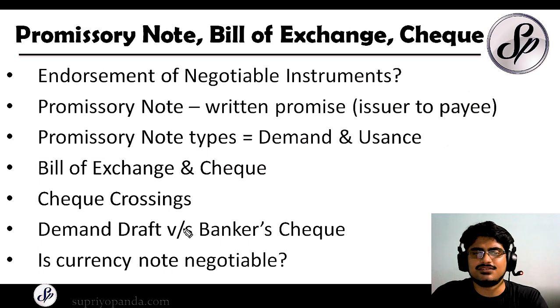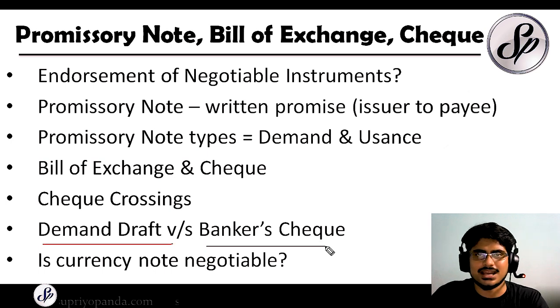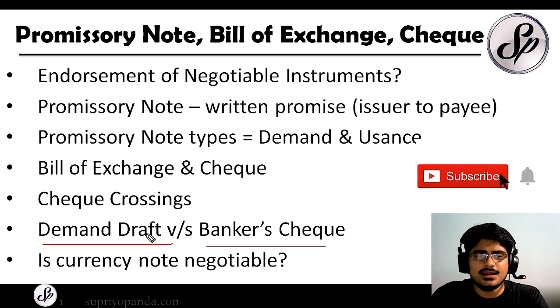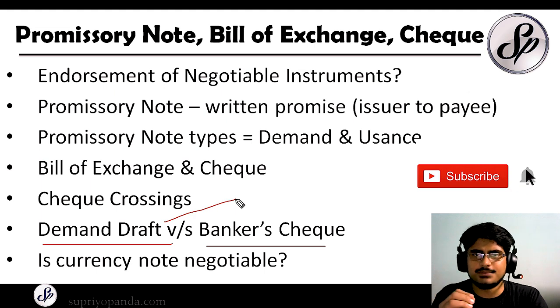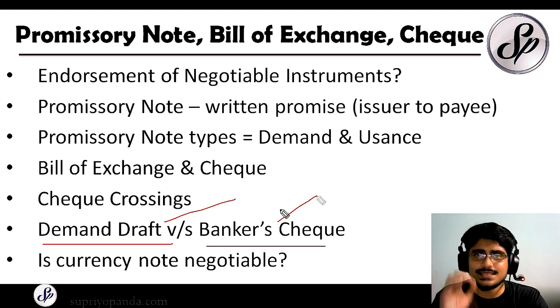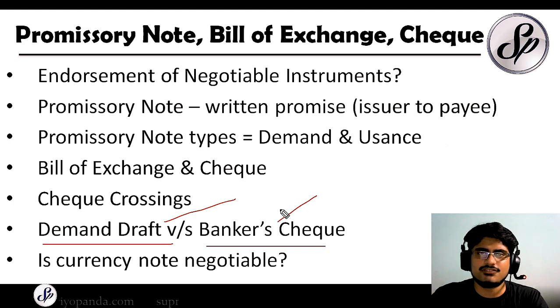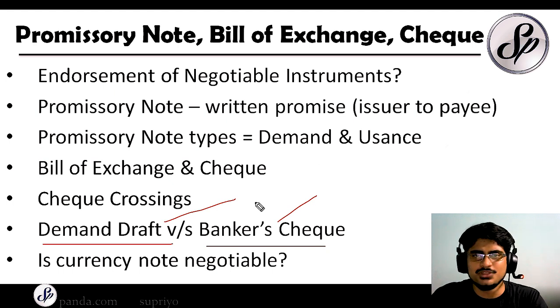Then you have the difference between the demand draft and the banker's check. It's very simple. Demand draft is when one person is giving another person money, and a banker's check means that a bank is giving another person money. This kind of check draws the money from the bank's funds. So for any payments the bank has to make to you, usually a BC, a banker's check, is issued, and the manager has to sign on it and you can get the money. So that's the main difference.